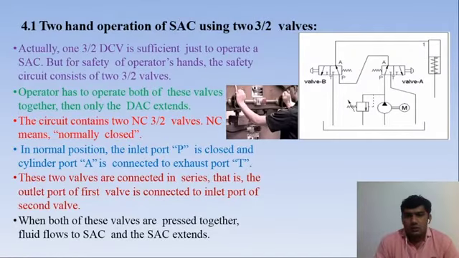The first example of a two-hand operating circuit is two-hand operation of a single acting cylinder using a 3 by 2 direction control valve. We want to operate a single acting cylinder with two-hand operation. So this is the circuit of two-hand operation using a 3 by 2 direction control valve.